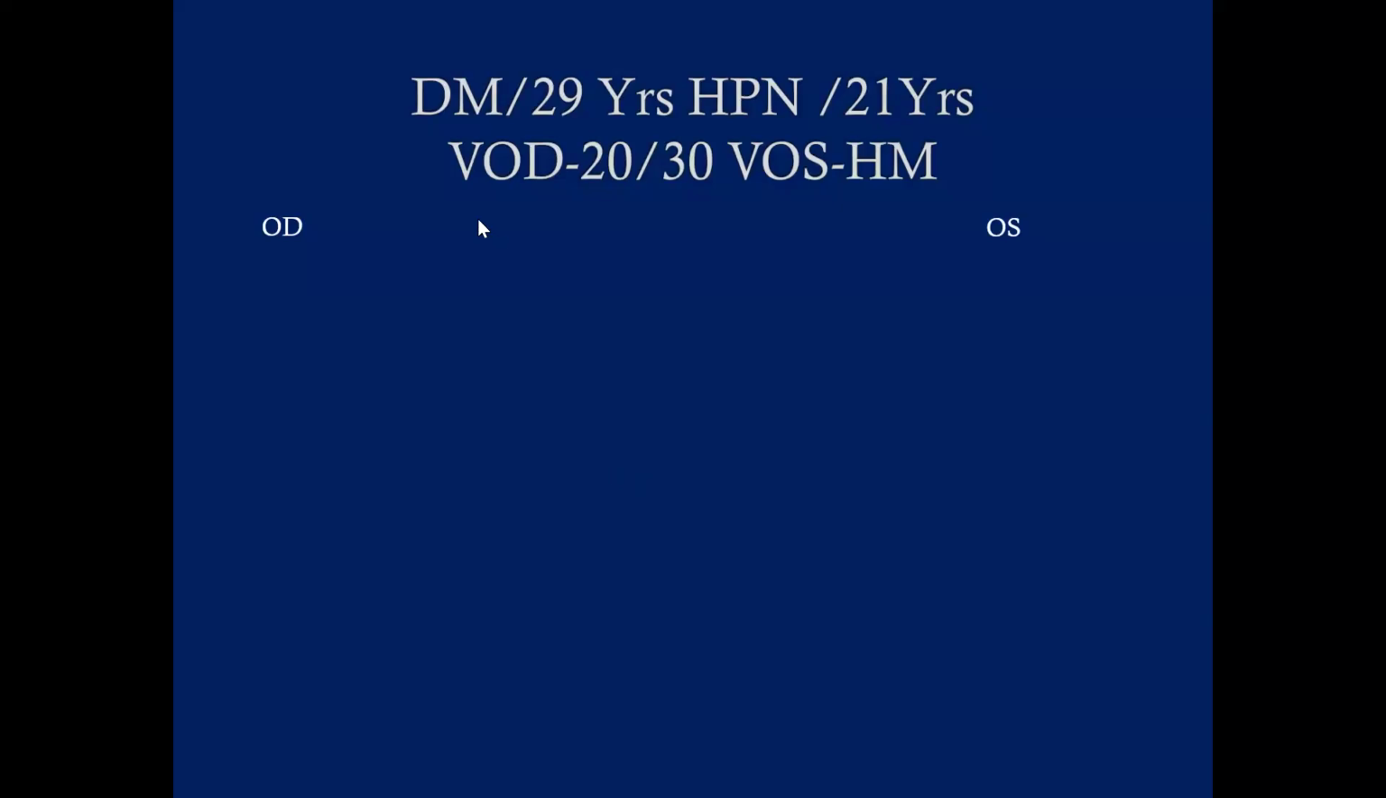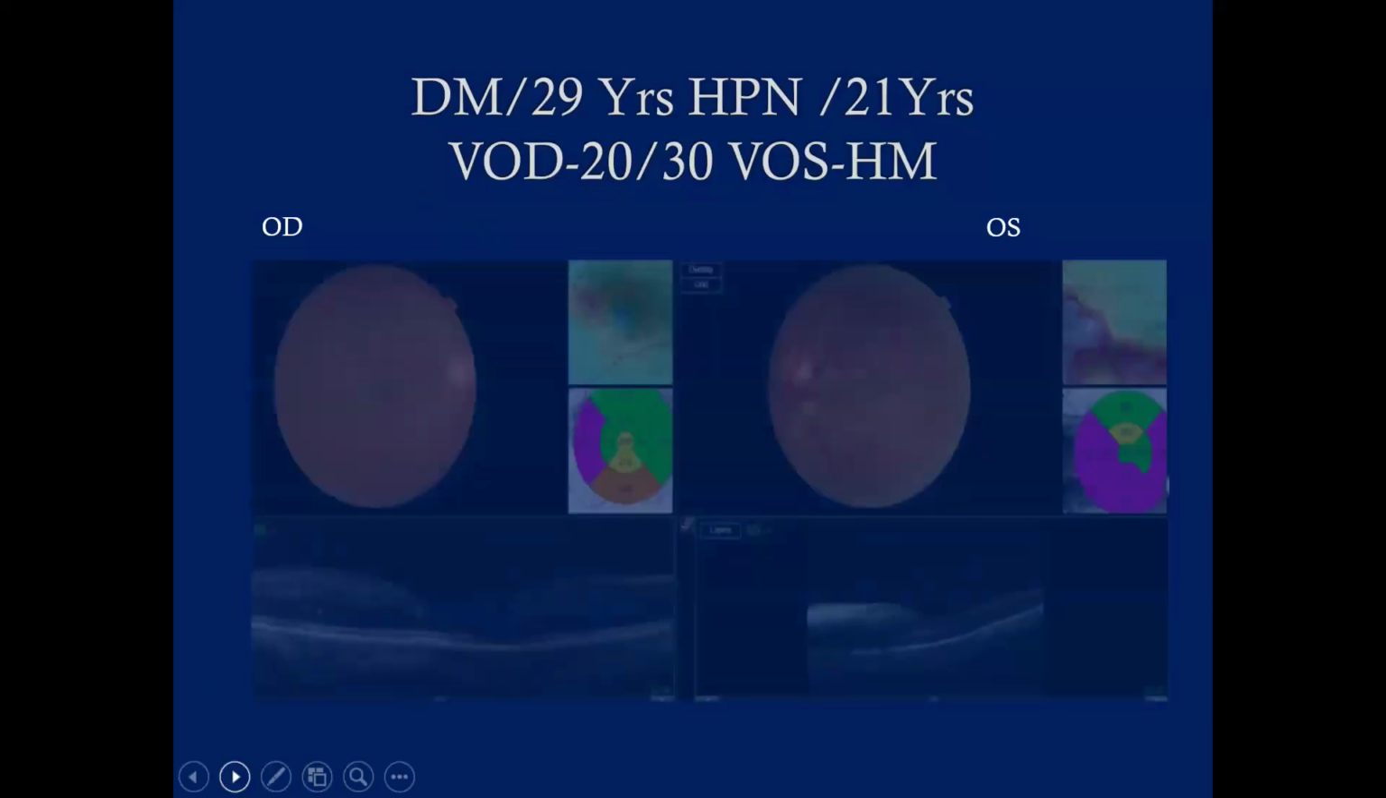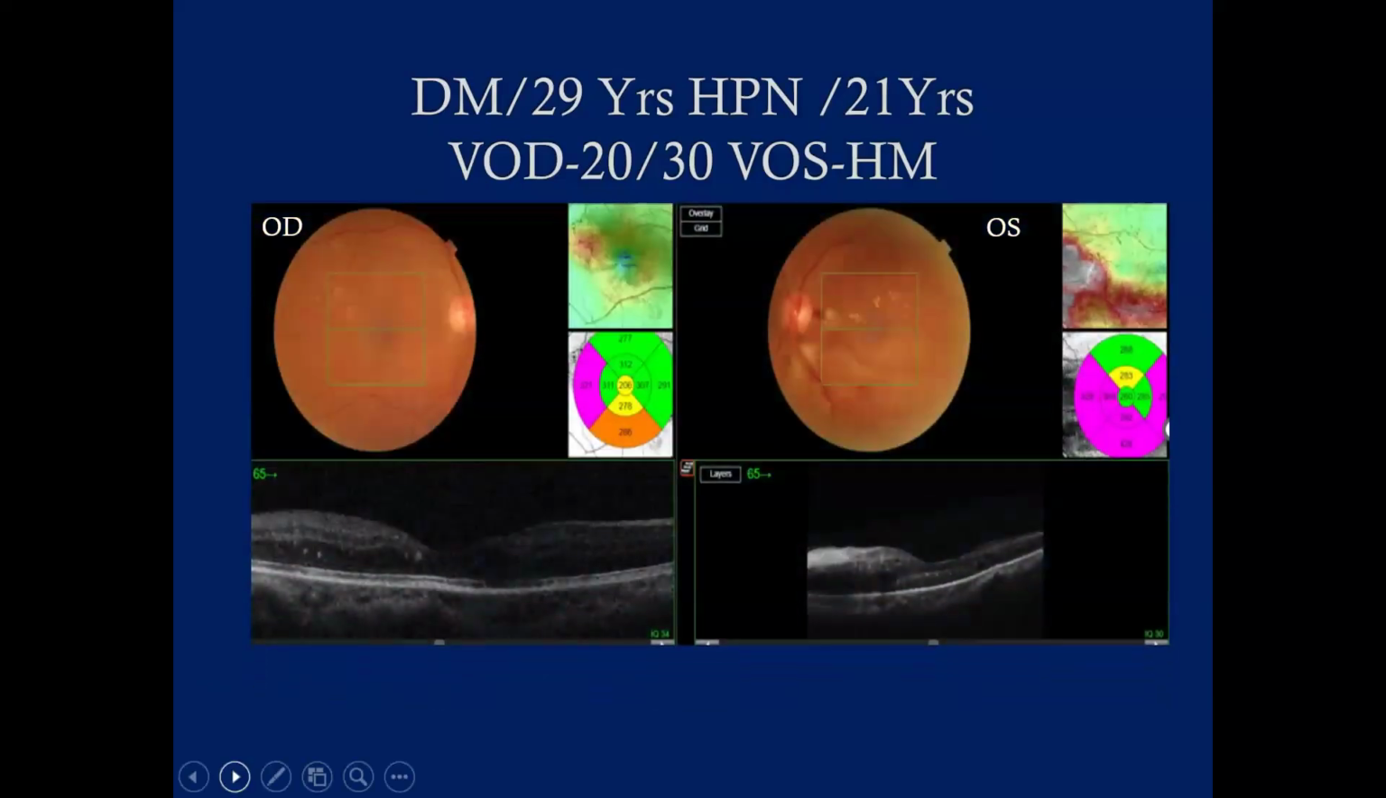So, a 60 year old lady presented with left eye visual loss, and her vision was 20/30 in the right and hand motion in the left, with diabetes of 29 years and hypertension of 21 years. On fundus, you can have this finding. On the right eye, as you see, there are some hard exudates over here. In the left eye, the problem is here, a pink disc, having hard exudate and such findings. What is the likely diagnosis of this patient? Anybody who can try?